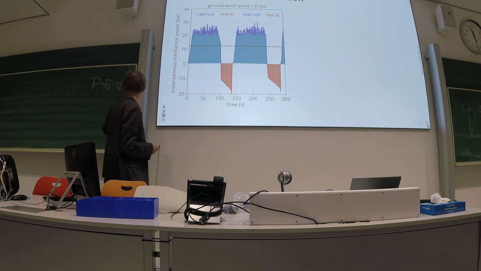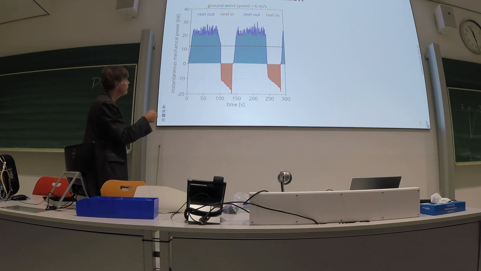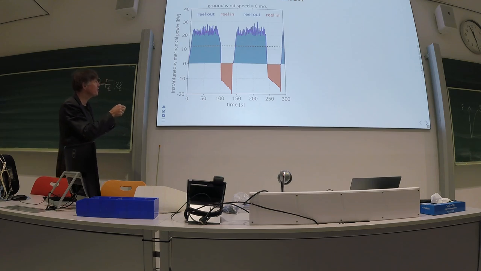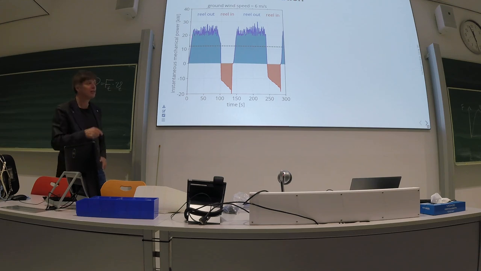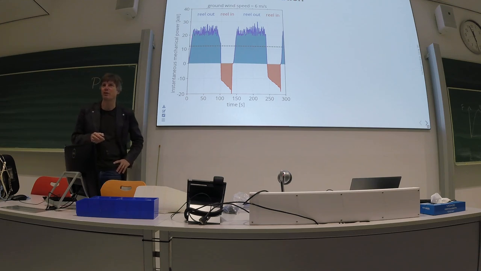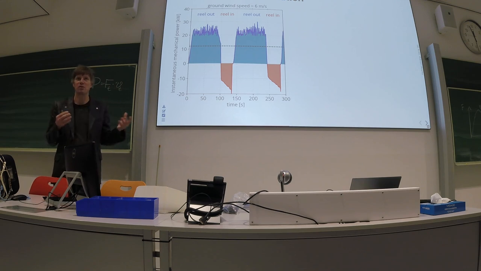this property P we plot here, and you see that here we are at about 20 kilowatt in the reel-out phase, and in the reel-in phase we peak sometimes shortly at minus 20 kilowatt, but most of the time we're at around minus 10 or 12. I have now a question for you. Why do you think we see these oscillations here during reel-out? What is your idea? Where do they come from?